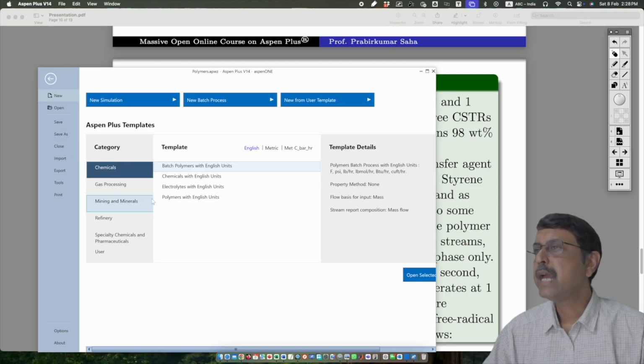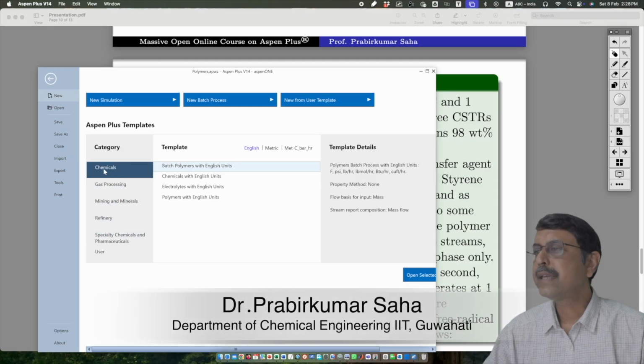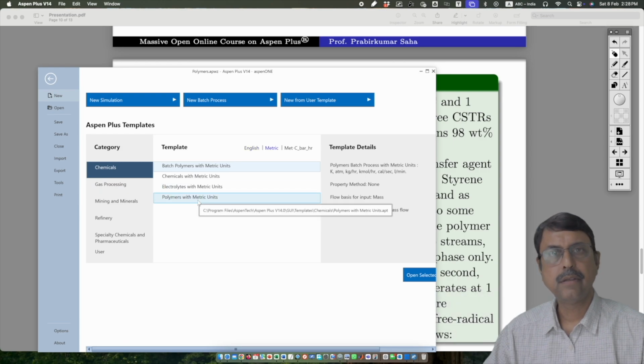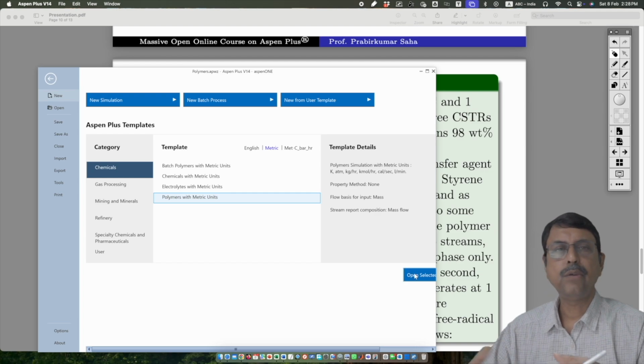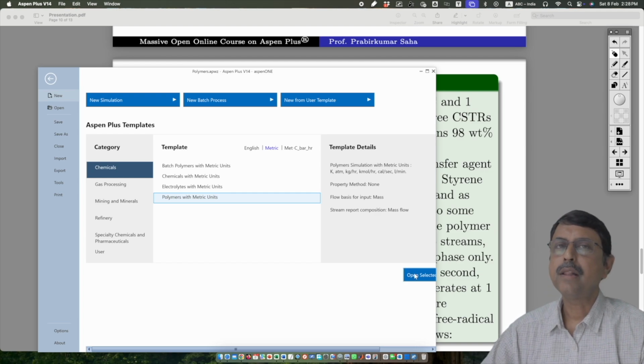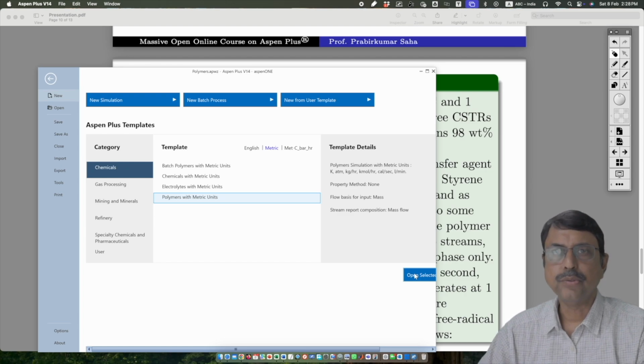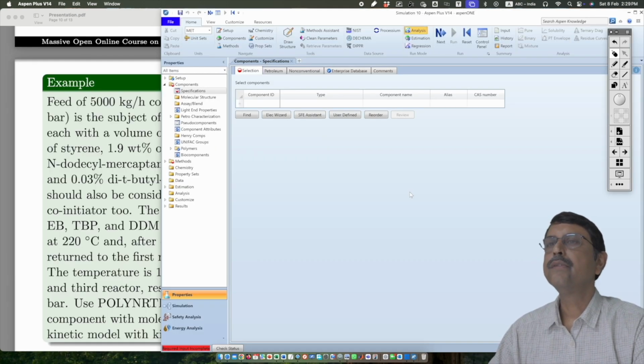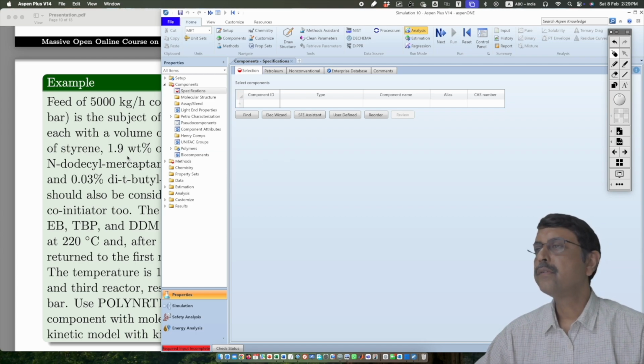So we shall use the chemical template polymers with metric unit. Let us use this template, because if we use the template, then all the materials associated with the polymers will be available for us to pick and choose. So we open it. Okay. So we have to choose the components. So what are the components?